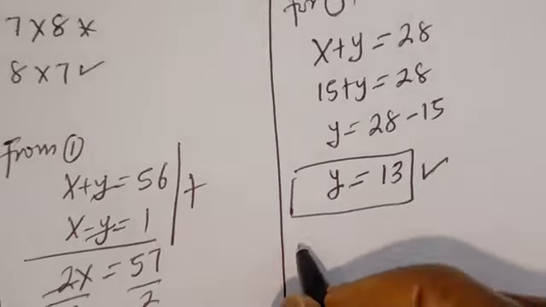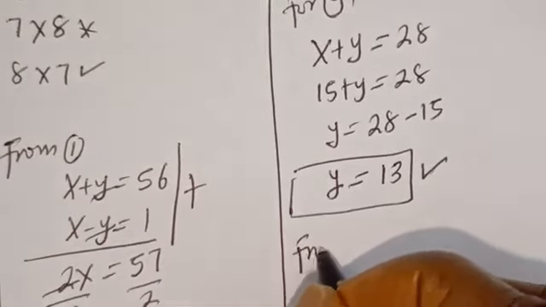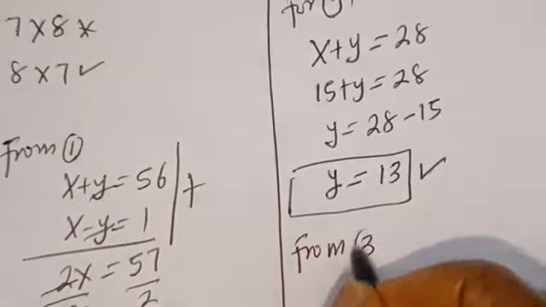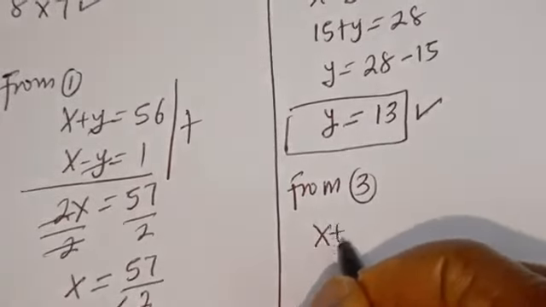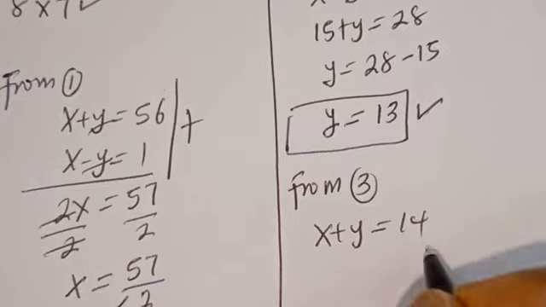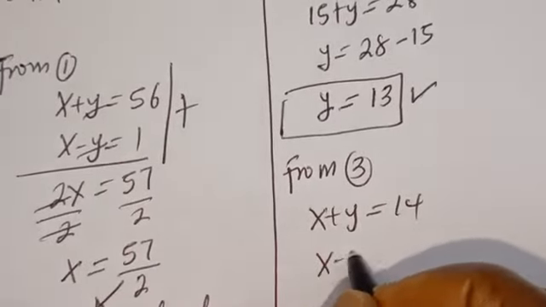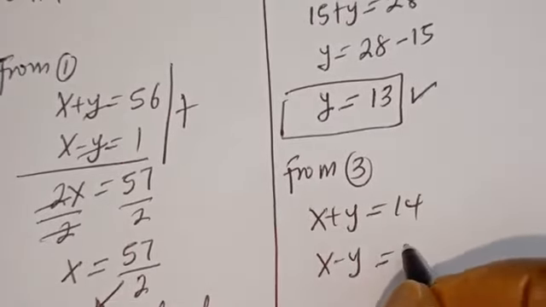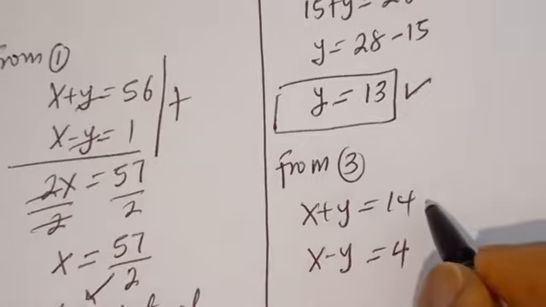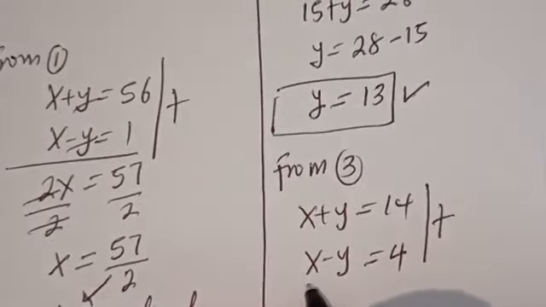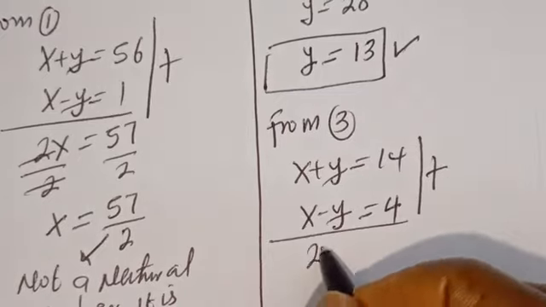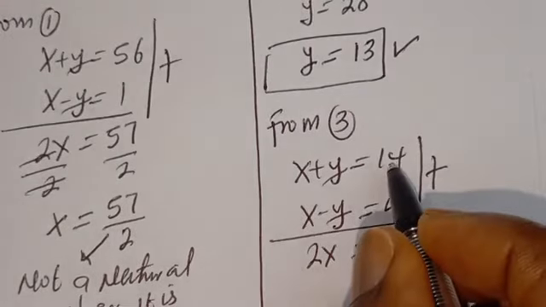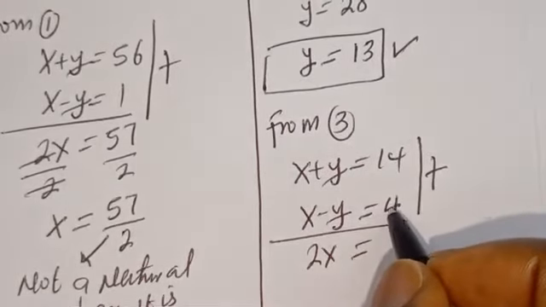Now let's consider the third case. From the third case, we have x plus y equal to 14, then x minus y is equal to 4. Now we can solve this simultaneously by adding the two equations together. This will cancel this. We have 2x is equal to 14 plus 4.